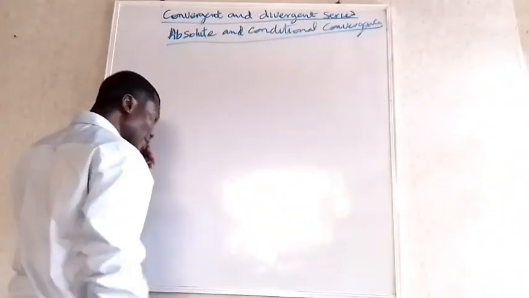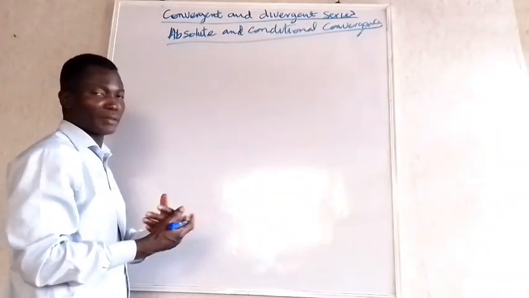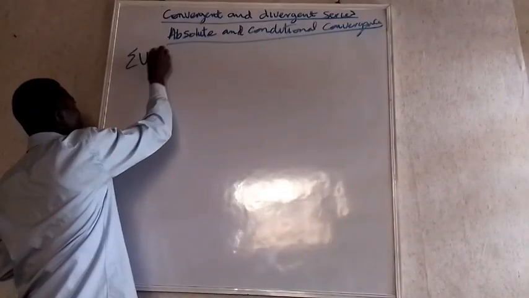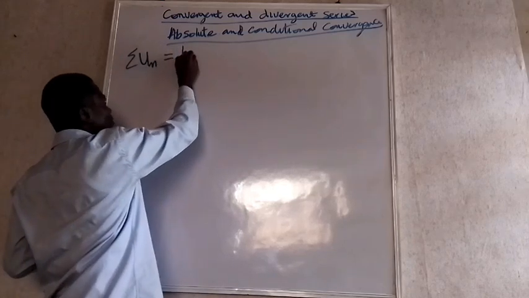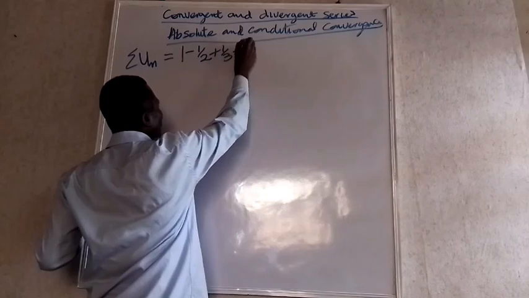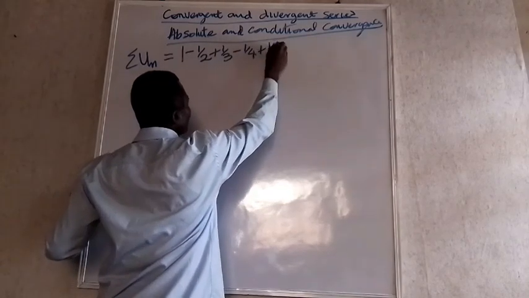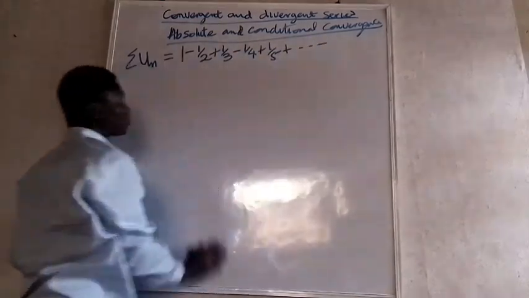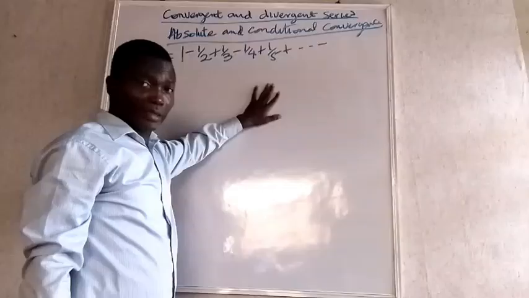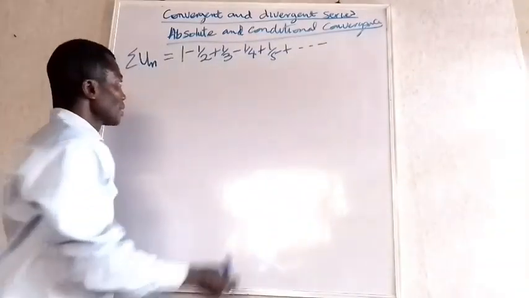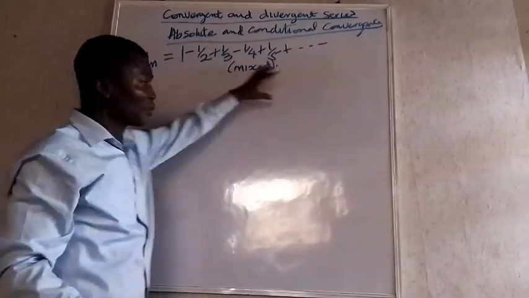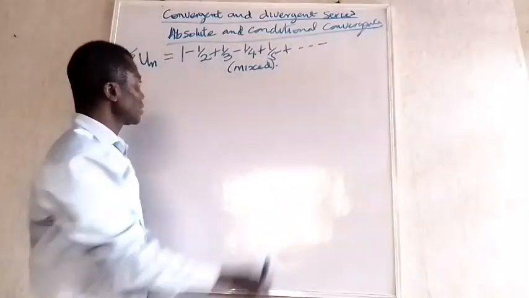Now some series contain alternating positive and negative terms. Look at this. We have 1 minus a half plus 1 over 3 minus 1 over 4. Since this one has both positive and negative terms, we call it a mixed series. And on checking this further, we can see that it is convergent.